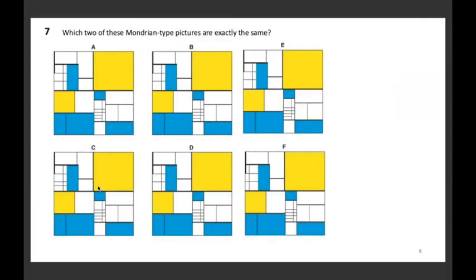You're given here Mondrian type pictures which are exactly the same. You have to identify which of the two Mondrian type pictures are exactly the same. कौन से दो ऐसे pictures हैं which look exactly the same. Okay. The correct answer here is B and C.